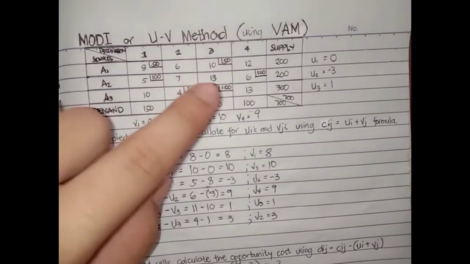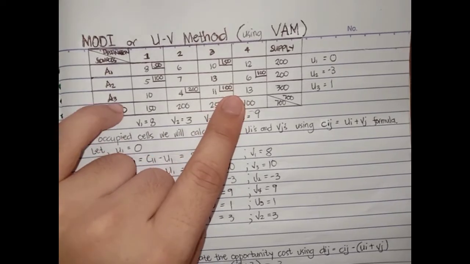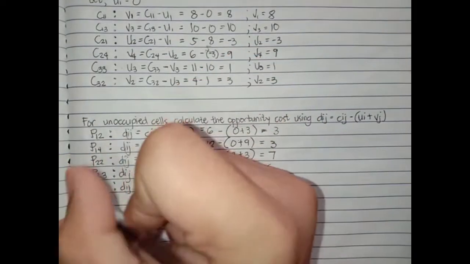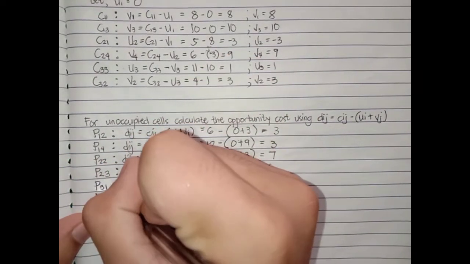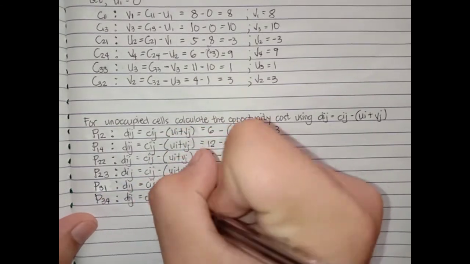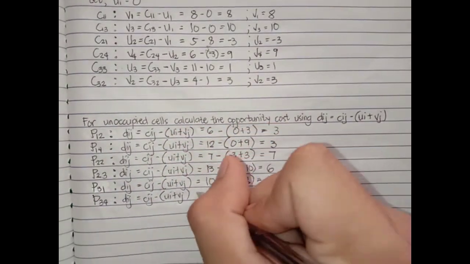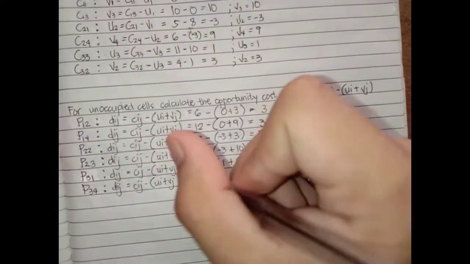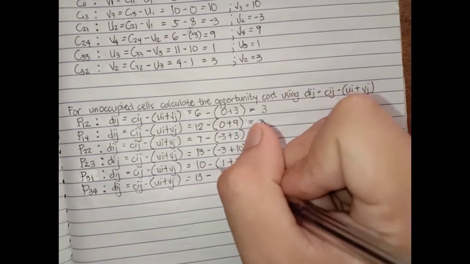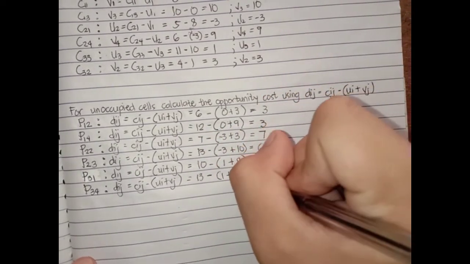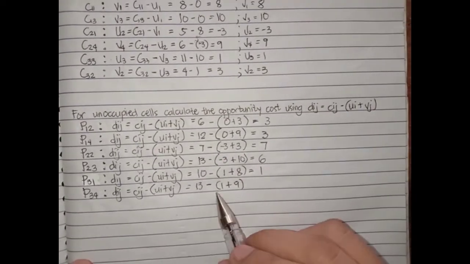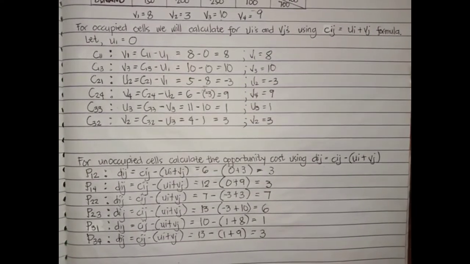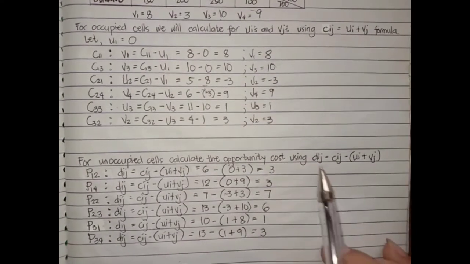Okay, the last unoccupied cell is here, 13, in row 3, column 4. So we have P34. Our Cij is equal to 13, our Ui is 1 and our Vj is 9. So we have here 13 minus (1 plus 9). 9 plus 1 is equal to 10. So 13 minus 10 is equal to 3. So we just calculated the unoccupied cells using this formula.